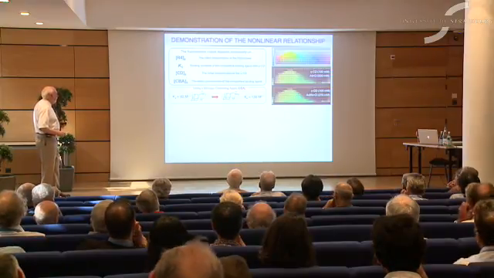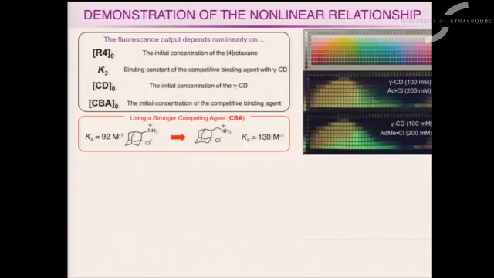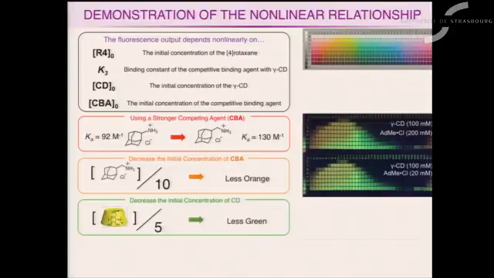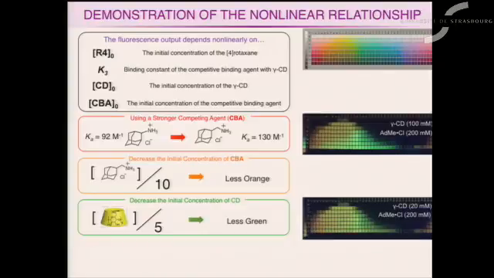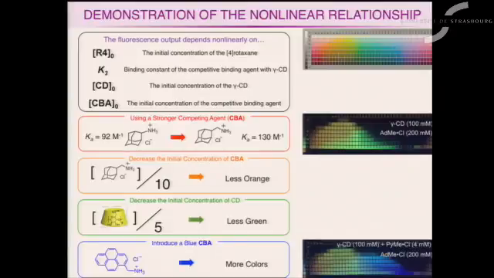And so you can see that just simply by going from one competitive binding agent to another, which has a stronger binding, we can get an increase in the green color here. If we decrease the amount of this competitive binding agent, we can increase the amount of the orange color. If we add the cyclodextrin here, but decrease its initial concentration from where it was, then we get less green. And then finally, if we add this one that introduces blue, we can introduce that into the spectrum.